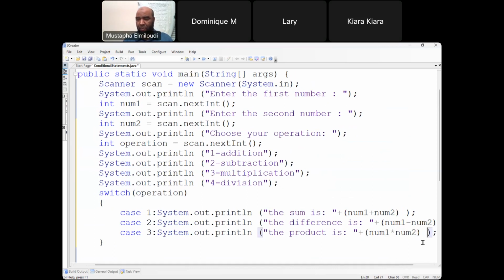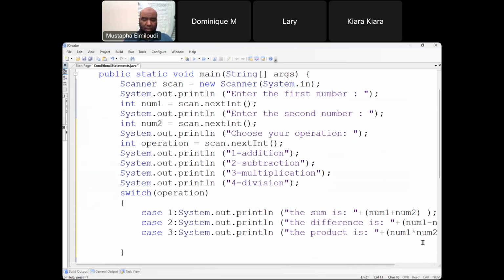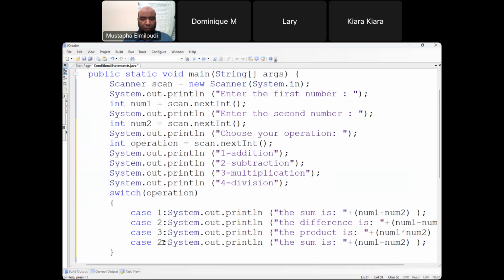Okay, make sure everything is cool. And then case 4. So case 4, I'm going to put the quotients, division. And then I'm going to divide. Now, if you remember, when you divide integer by integer, you get only the integer. That's something we talked about last time.